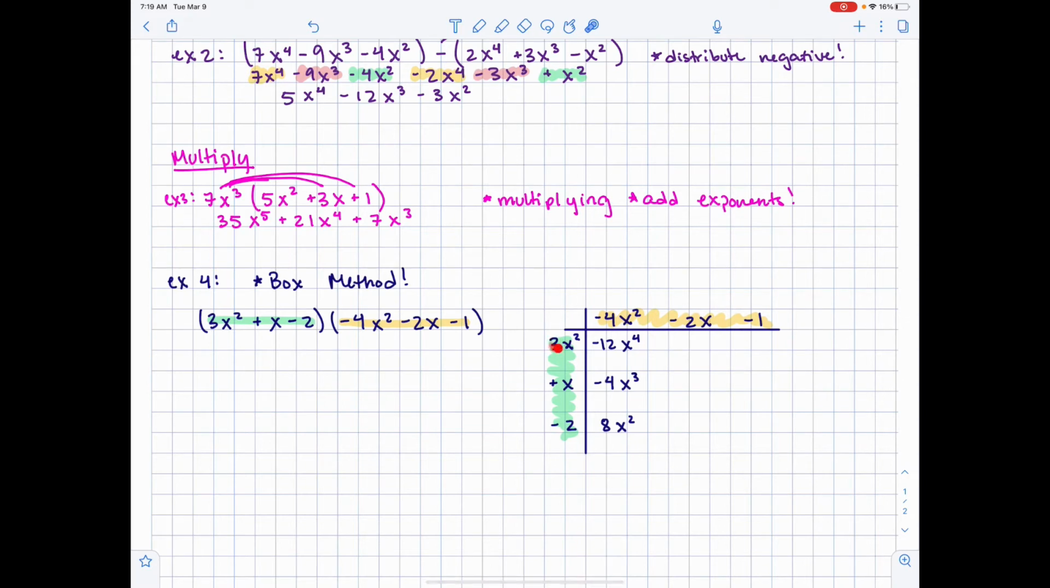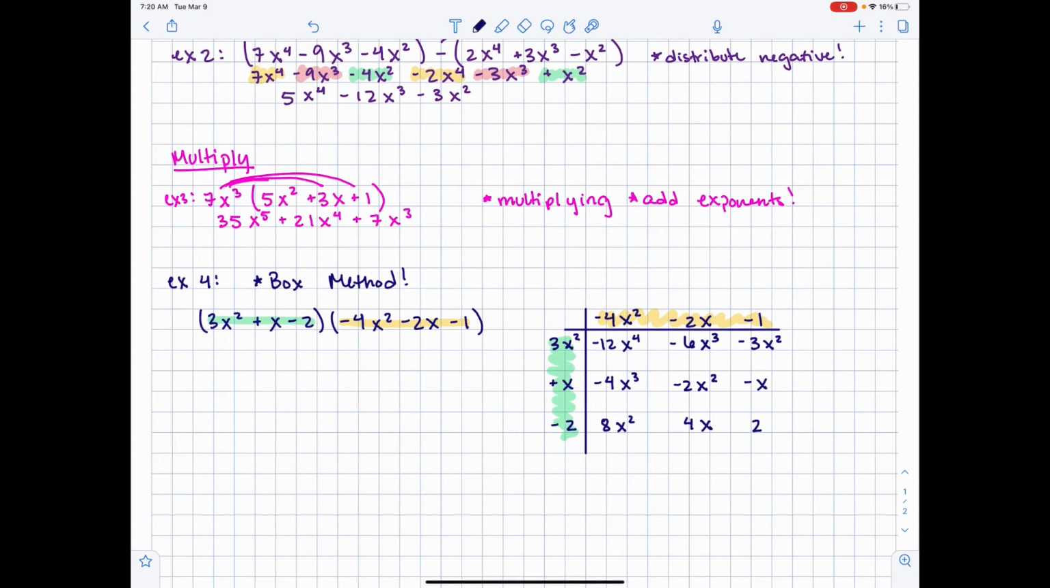So now we're going to do 3x squared and this negative 2x. All right, so now we have a negative 6x cubed, and working down, negative 2x squared, and a positive 4x. Last line, so this is just a negative 1, so it's negative 3x squared, negative x, and a positive 2.